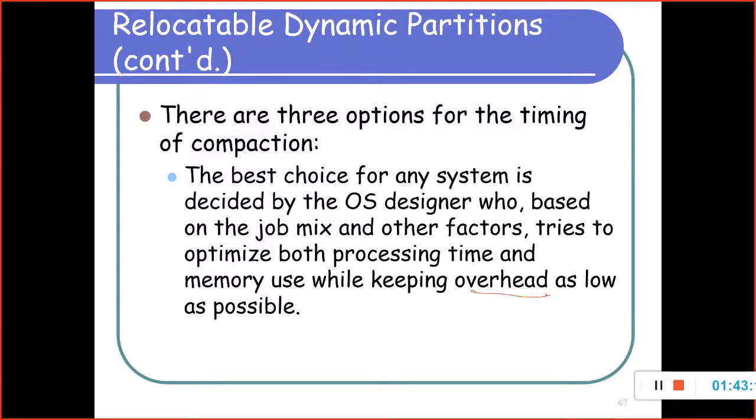Overhead is the work you add if you add more complexity to the algorithm. The working load, computational load, all is overhead. You want to improve the processing time. You want to optimize memory usage. You also must keep the overhead as low as possible. This is a trade-off.